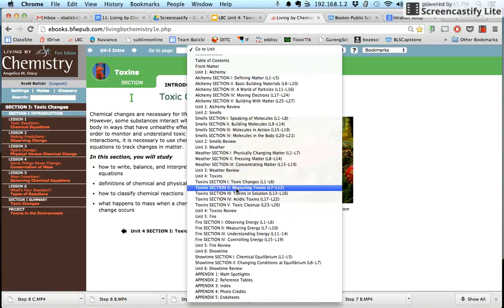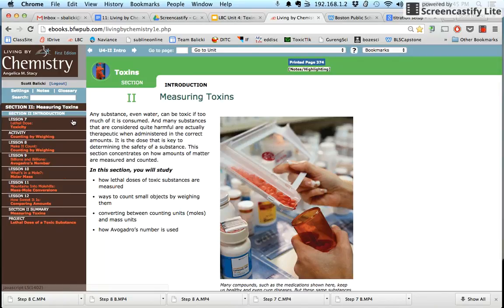In section 2, when we're talking about measuring toxins, in lesson 7, we learn about LD50 as a means of looking at the quantity of a toxic substance. In lesson 8, students learn how to model atoms by using manipulatives such as grains of rice or beans in order to count by weighing. And in lesson 9, they translate that to the scale which is used by chemists in the sense of using Avogadro's number to keep track of how many particles there are per mole.